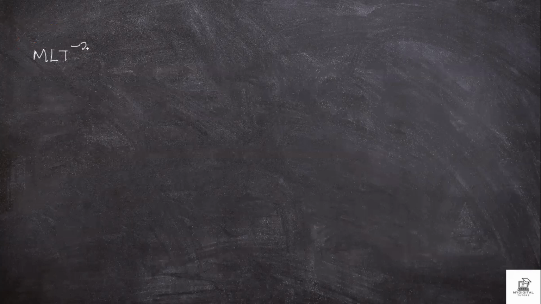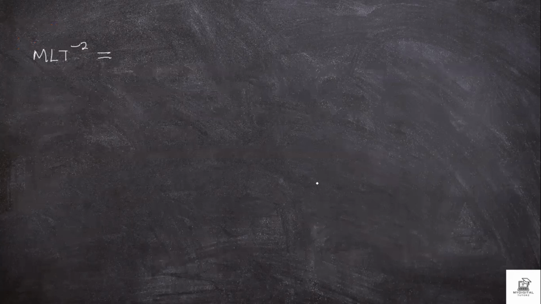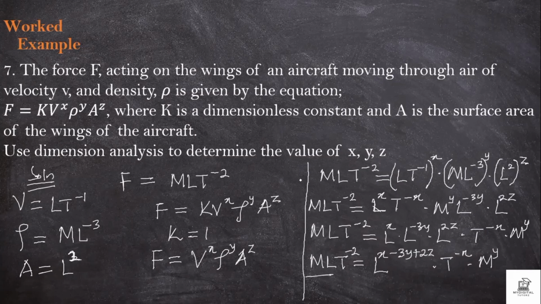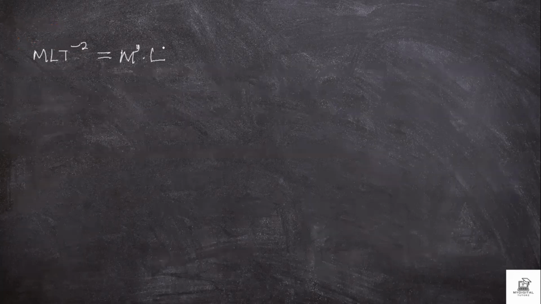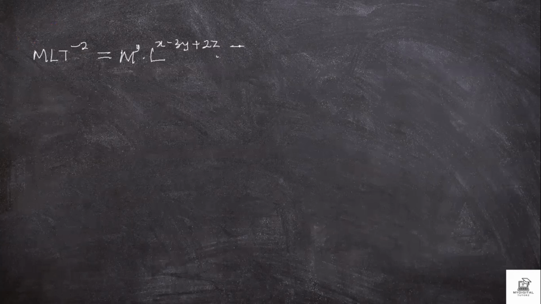MLT raised to power minus 2 is equal to, here I have m raised to power y, multiplied by L raised to power x minus 3y plus 2z. Then what is T raised to power minus x? T raised to power minus x.